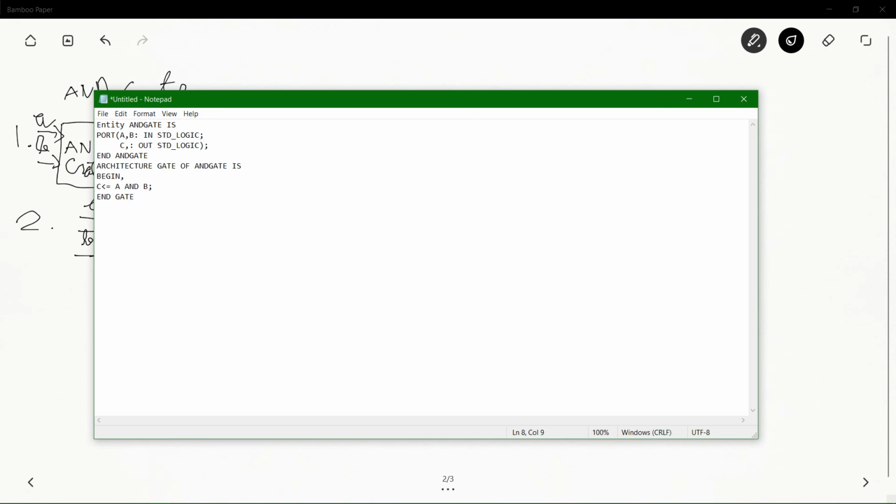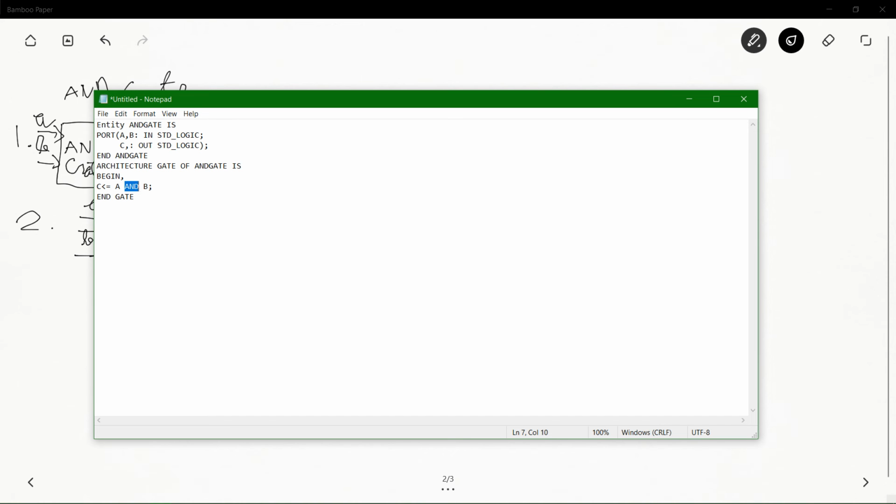And then again, guys, this statement I am telling: if we wish to make an AND gate, then we have to take the input first, and then we have to give the second input, and we have to basically assign it to our output.